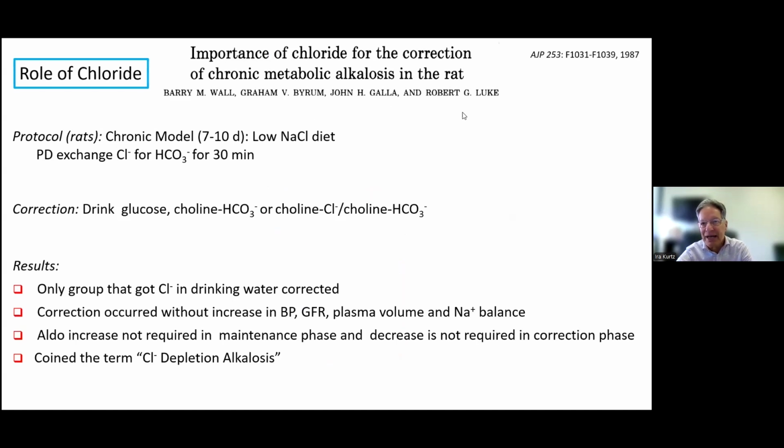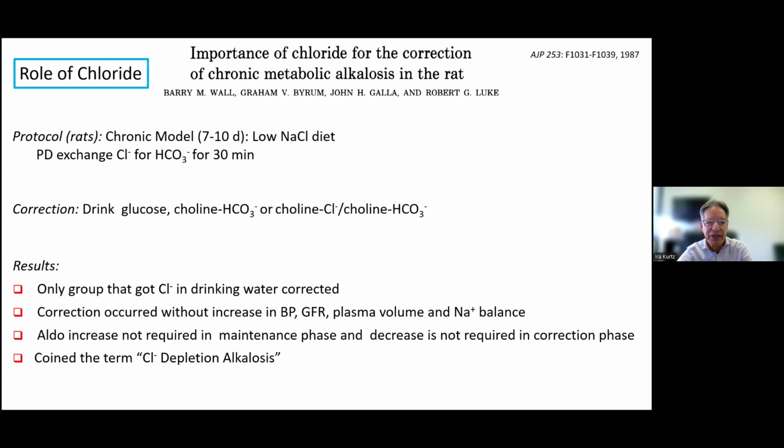So Galla and Luke really did a lot of studies in the late 80s and mid 90s looking at this in more detail. And in this paper, they looked at the importance of chloride for correcting the metabolic alkalosis in the rat. In their model, they had the rats on a low sodium chloride diet and actually peritoneally dialyzed the rats, exchanging chloride for bicarbonate in the dialysate to create the metabolic alkalosis. So they raised the bicarbonate in the dialysate, lowered the chloride, and they created this transient metabolic alkalosis this way.